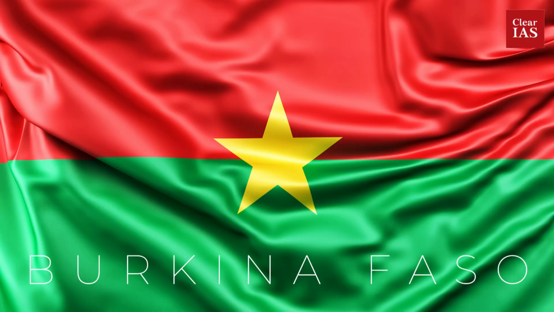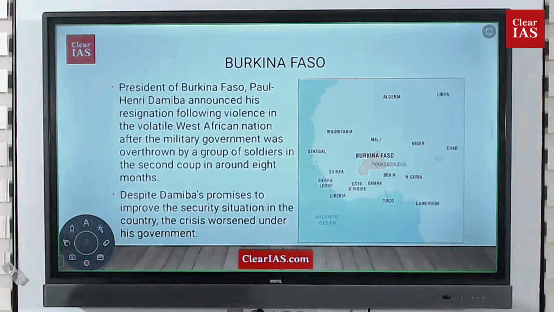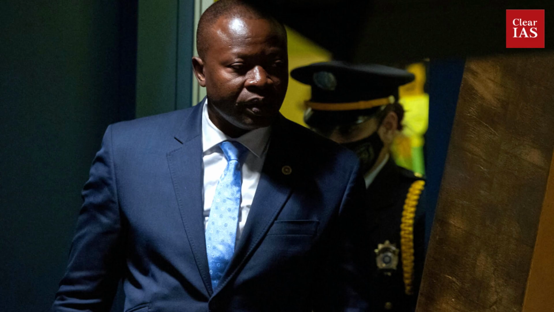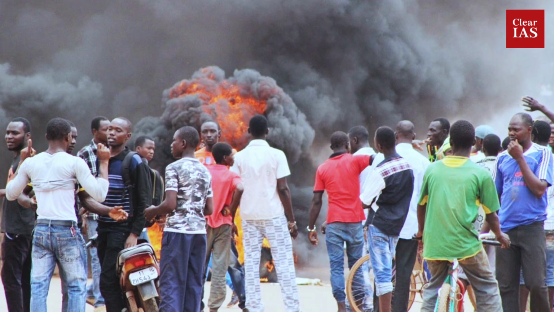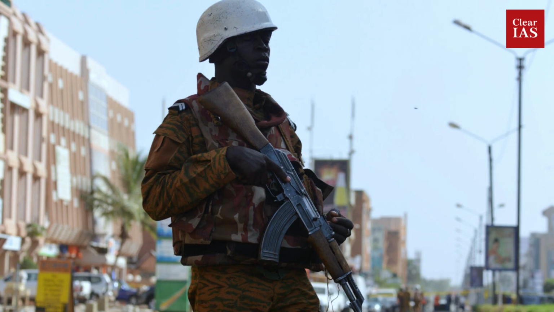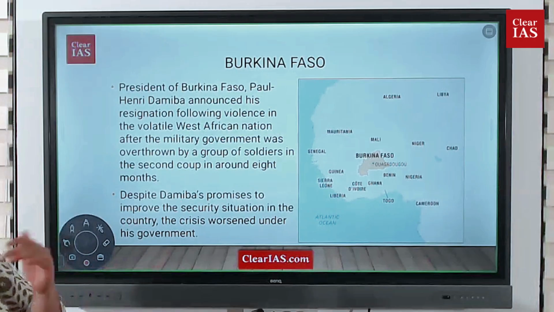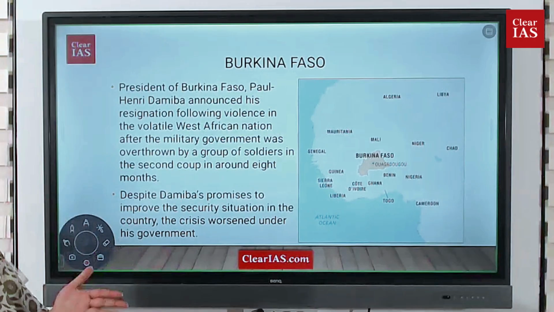Burkina Faso. Why is this in the news? Because the president of Burkina Faso, Paul Henri Damiba, announced his resignation. When he resigned, there was so much violence in this particular country. Then the military government came, and it was overthrown by another group of soldiers, and there was so much civil war happening in the country. The government had promised to keep peace in the region, but there was no peace, and the people protested, people were suppressed, and there were so many coups. First a group of soldiers attacked, then another group of soldiers attacked, so multiple coups happened in the region.